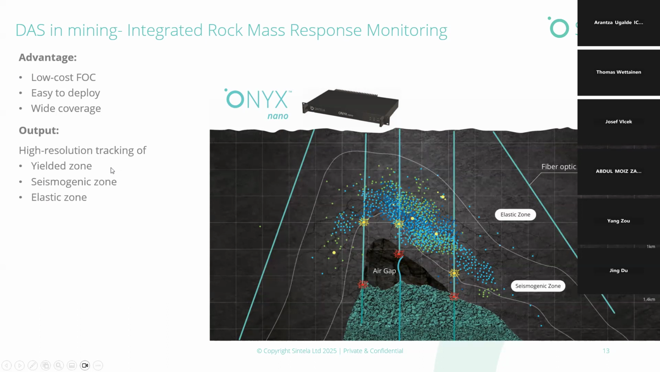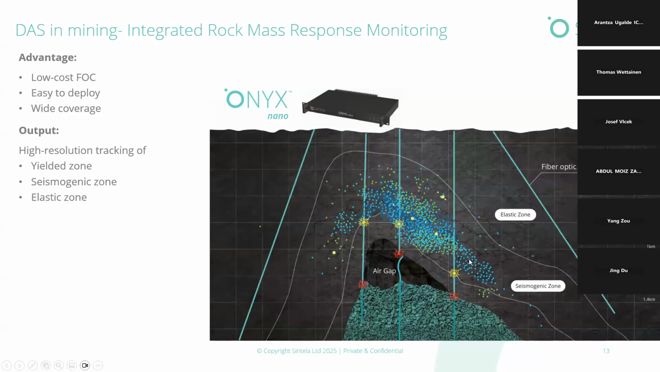So we can do high resolution tracking of the yielded zone, which is that area where the rock mass is fracturing and the fracture is propagating and there's tensile strain. We can see those areas with strain response of the fiber, and with a combination of DAS and DSS, we can use it to look at the seismic clusters, which is in that area of seismicity where the stress is building up behind the yielded zone.